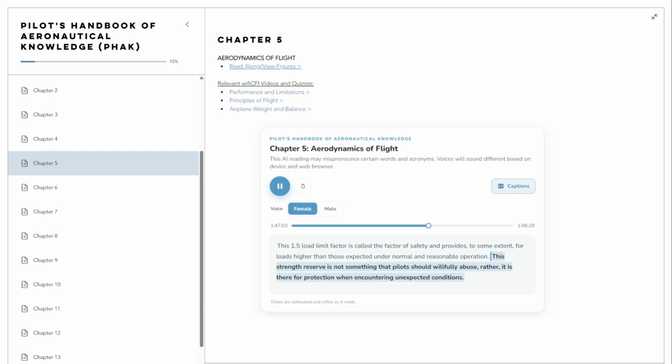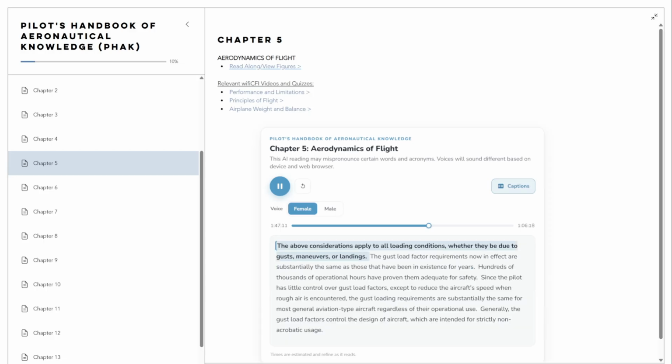This strength reserve is not something that pilots should willfully abuse; rather, it is there for protection when encountering unexpected conditions. The above considerations apply to all loading conditions, whether they be due to gusts, maneuvers, or landings. The gust load factor requirements now in effect are substantially the same as those that have been in existence for years. Hundreds of thousands of operational hours have proven them adequate for safety.